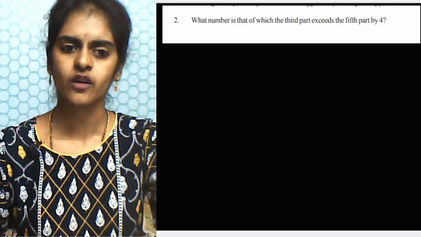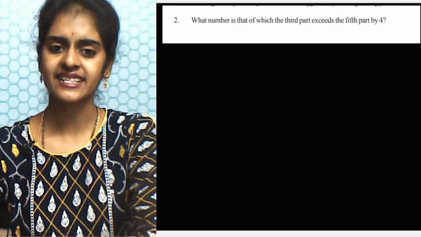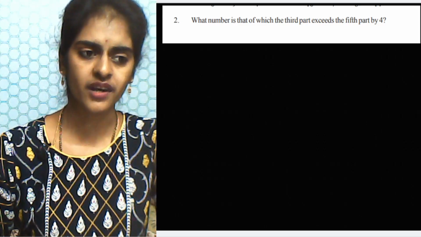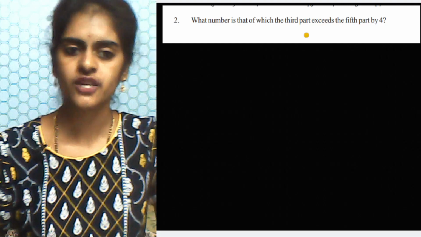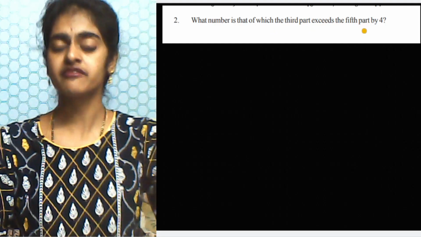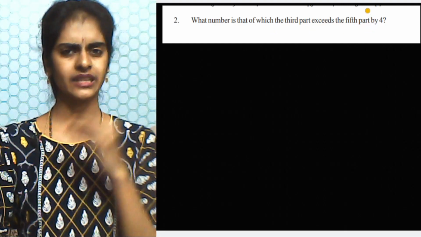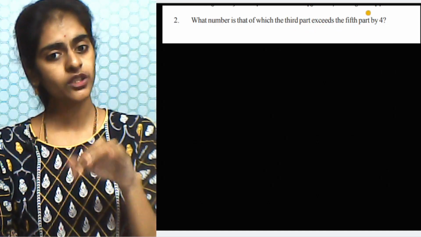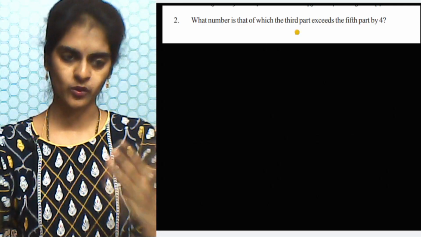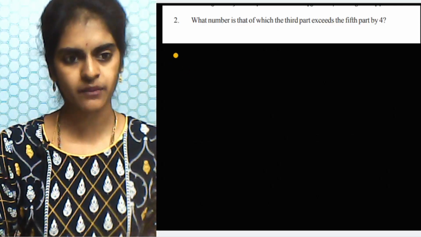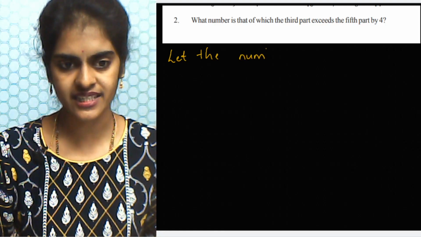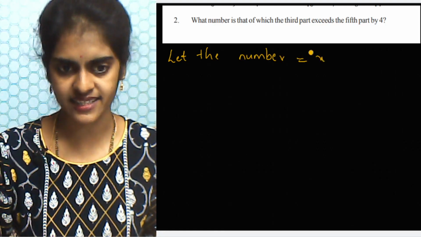What number is that which the third part exceeds the fifth part by 4? Okay, so the question is, what number is that which the third part exceeds the fifth part by 4? So there is a number whose third part exceeds the fifth part by 4. Firstly we don't know what the number is, so let the number be x.